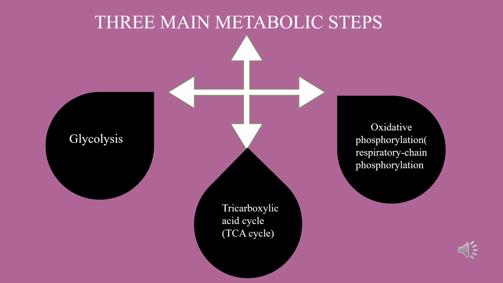The overall process, however, can be distilled into three main metabolic stages or steps, including glycolysis, the tricarboxylic acid cycle, which is also known as the TCA cycle, and oxidative phosphorylation or respiratory chain phosphorylation.